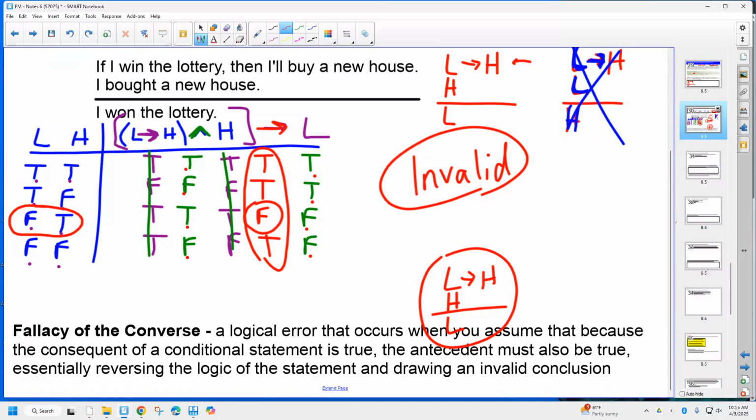All right, so when you see the fallacy of the converse, we're not talking about something that's a way to prove it valid. Modus ponens proves the thing's valid. Fallacy of the converse does not.